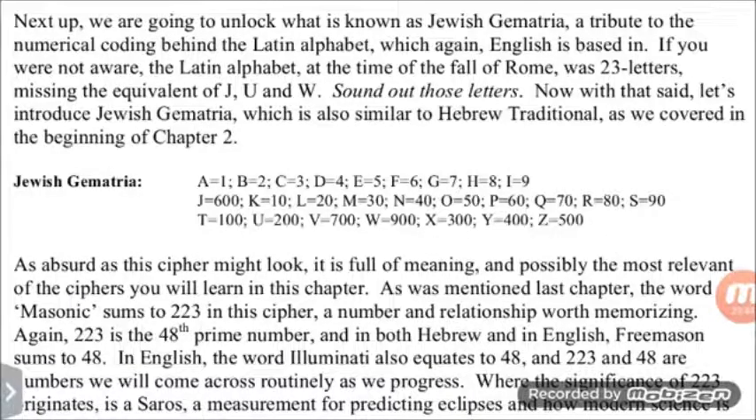Next up, we are going to unlock what is known as Jewish gematria, a tribute to the numerical coding behind the Latin alphabet, which again, English is based on. If you are not aware, the Latin alphabet at the time of the fall of Rome was 23 letters, missing the equivalent of J, U, and W. Sound out those letters. Now with that said, let's introduce Jewish gematria, which is also similar to Hebrew traditional, as we covered in the beginning of Chapter 2.